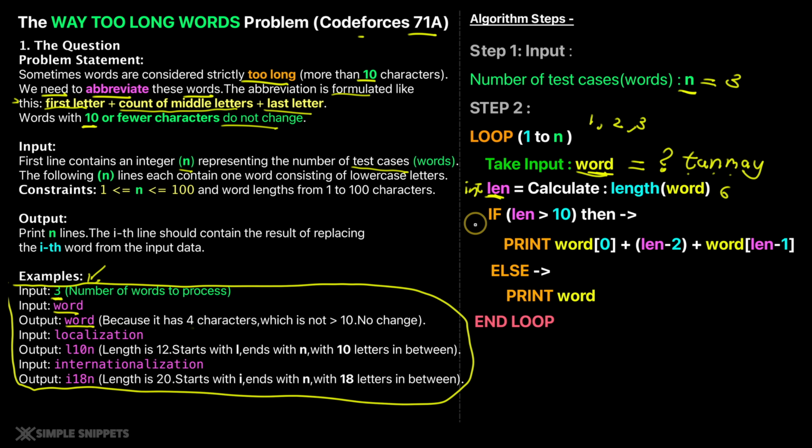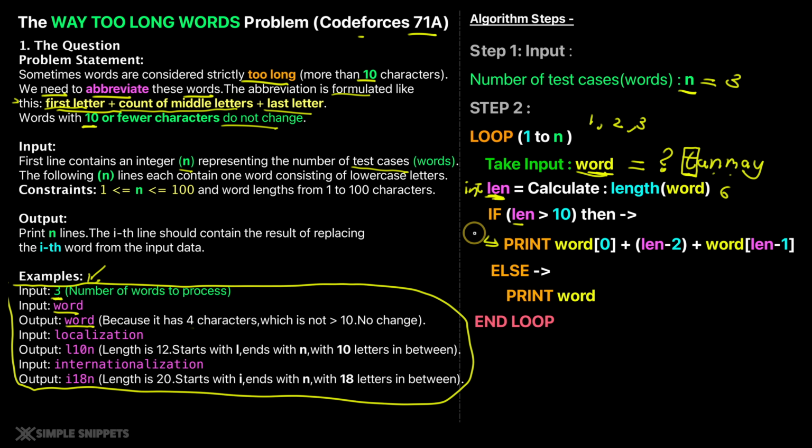Now after that, obviously we will have to check if this value of len is greater than 10, then we will have to apply our abbreviation formula, which is denoted by first letter. So I'll say word of 0. Word is our variable. Okay, so this is the name of the variable. So word of 0 means the very first position and the character at that very first position.